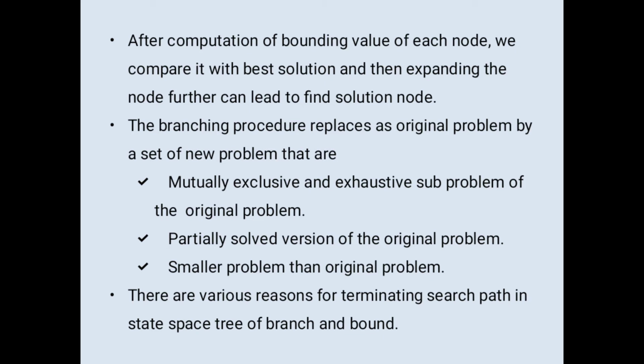There are various reasons for terminating a search path in the state space tree of branch and bound. Just to recall the state space tree for the n-queens problem: first we have a node, that is the root. Then it can be divided into Q1, Q2, Q3, Q4, and so on. Then we check where the queen may be placed, and whether it is a correct solution or not.